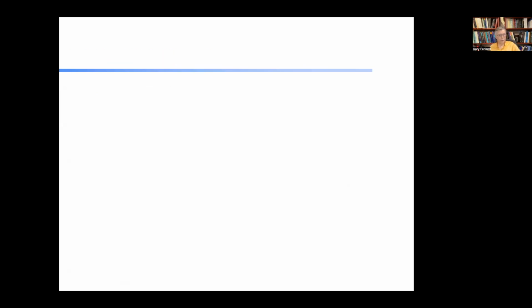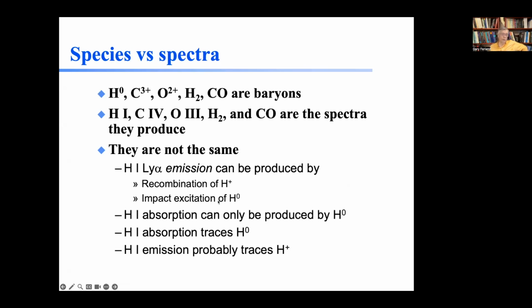So emission is ambiguous. Absorption is not ambiguous. If you see a Lyman alpha absorption line, you know that the photon was absorbed by a hydrogen atom in the 1s level. And so it can only be produced by atomic hydrogen because it needs to be there. So absorption is unambiguous. It can trace atomic hydrogen. Emission, if you see an emission line, it could tell you there's H plus there or there's H naught there.